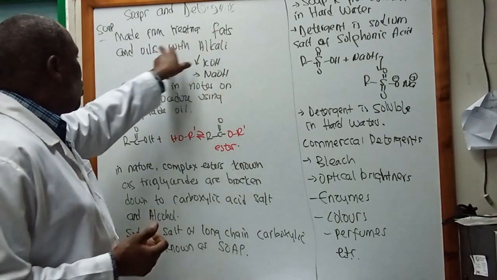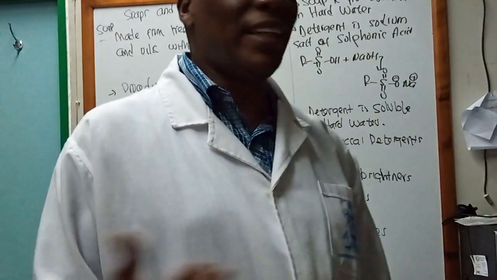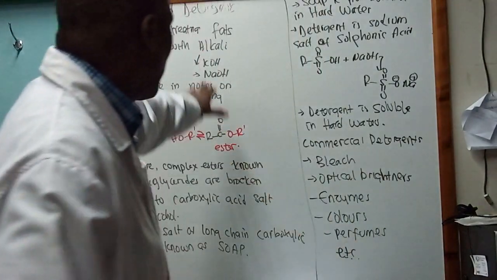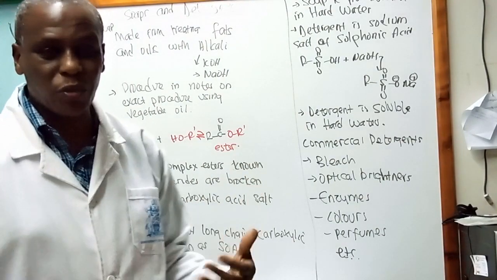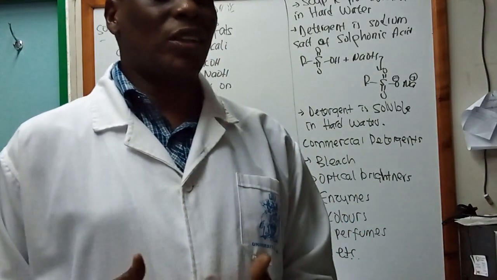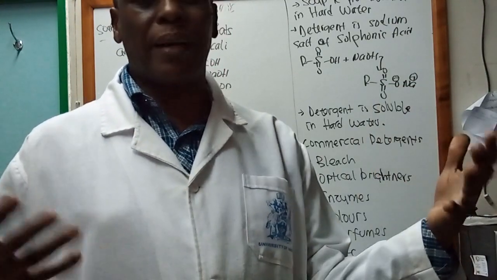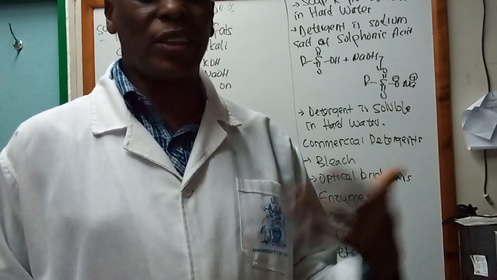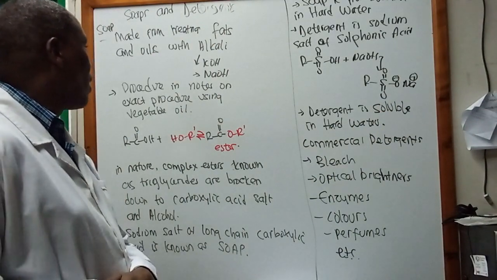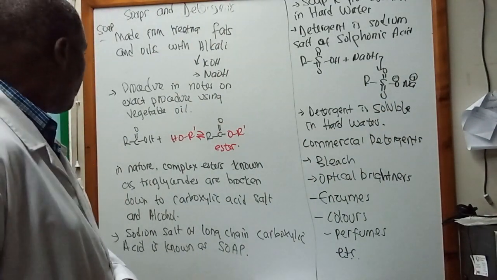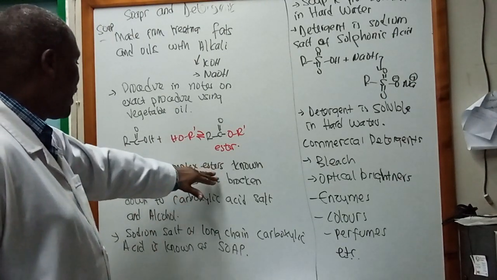So oils are liquid at room temperature, as opposed to fats which are solid. They're just made from the same structure. It means that you start off with an oil, and by adding hydrogens, you are going to convert the oil to the fat. Now, in nature there are complicated ones.